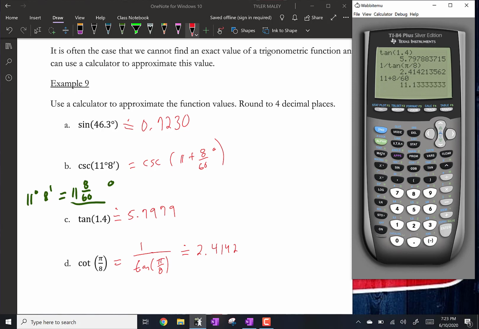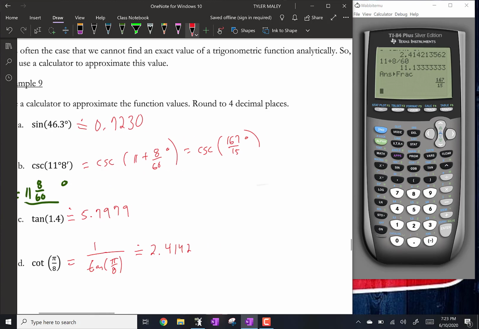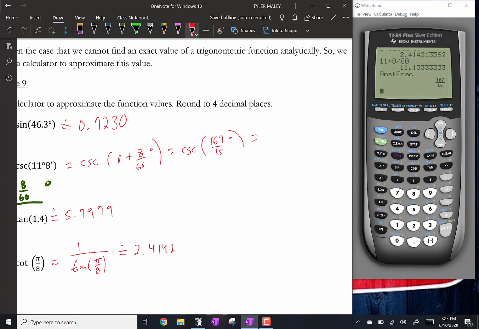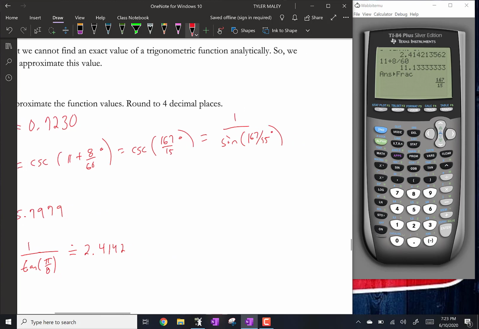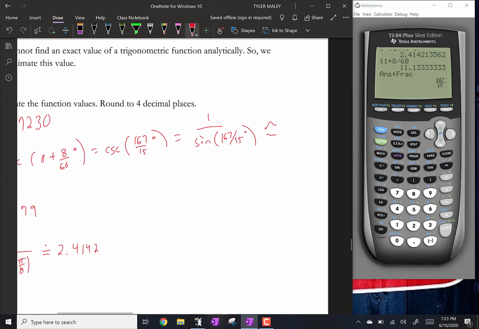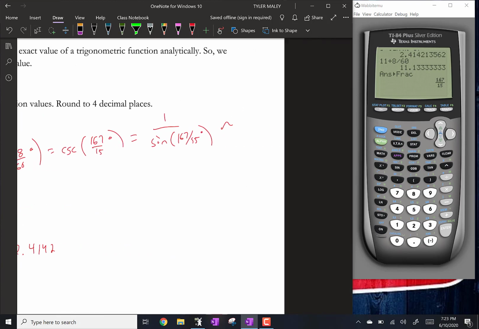And I can hit math and turn my answer to a fraction. My calculator is going to convert that into a fraction for me. So this is equivalent to cosecant of 167/15 degrees, right? So then this would be equal to 1 divided by sine of 167/15 degrees. Right, so now I can finally get a decimal approximation.